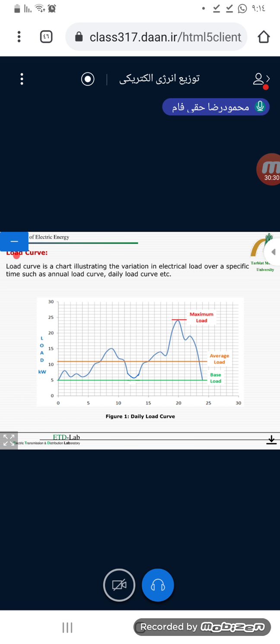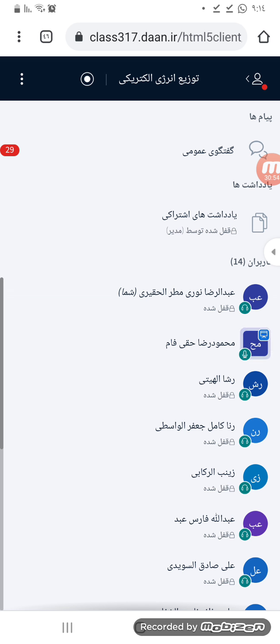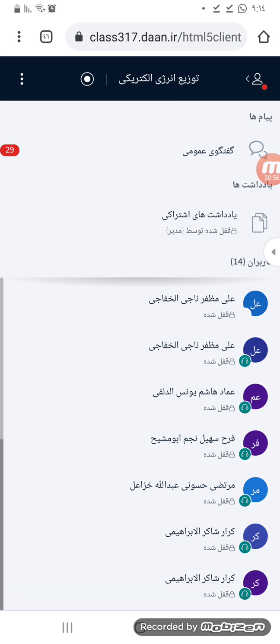Okay, load curve is illustrating the variation in electrical load over a specific time, for example daily, weekly, or monthly. For example, here, the demand or load curve in 24 hours is the daily load curve.